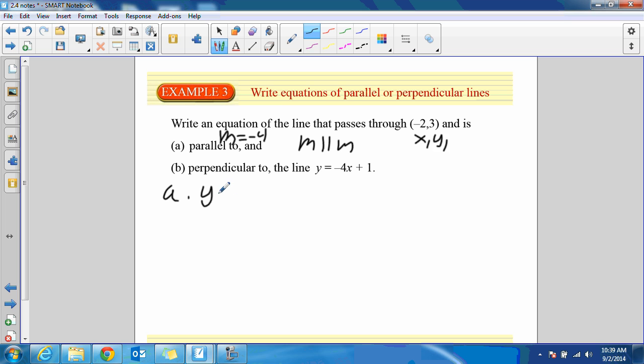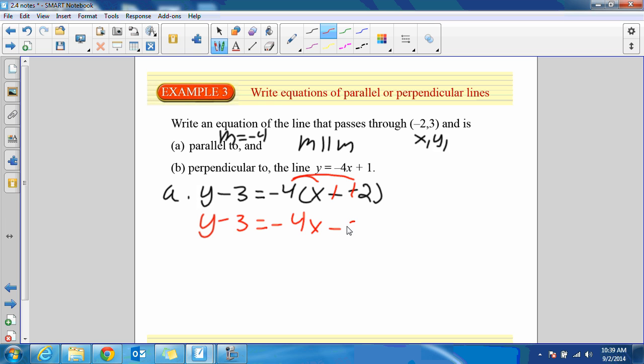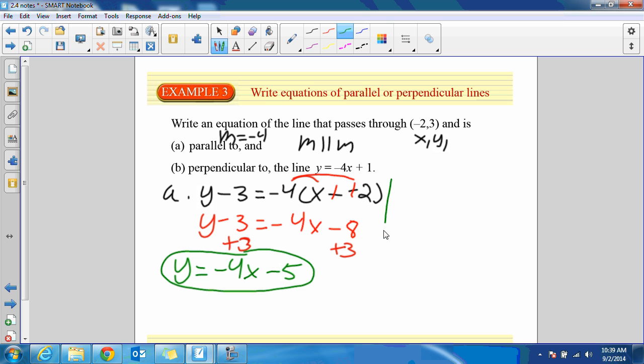So we'd have y minus 3 equals -4, parentheses x minus -2. That minus -2 is going to turn into a positive, so let's just add the opposite on that. So y minus 3 equals -4 times x is -4x. -4 times 2 is -8. Then we're going to add 3 to both sides. And we get y equals -4x minus 5, because -8 plus 3 is -5. Okay, so that would be parallel to it. That's the answer for A.